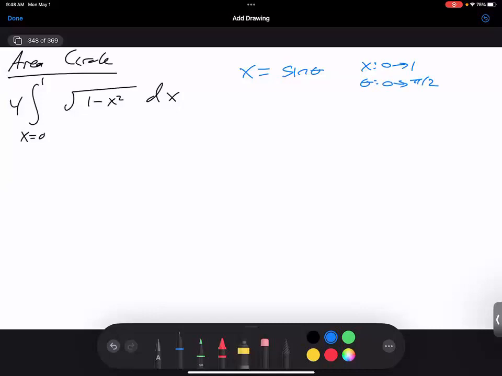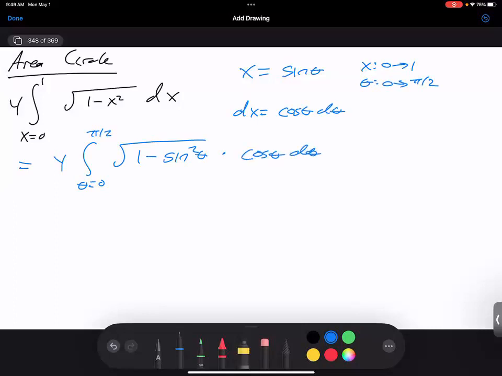And then we would get this is equal to 4 integral theta goes from 0 to pi halves, the square root of 1 minus sine squared theta, then dx, derivative of sine is going to be cosine of theta d theta. And so we're going to get 4 times the integral theta goes from 0 to pi halves. What's the square root of 1 minus sine squared? 1 minus sine squared is cosine squared. Square root of that is cosine. So we get cosine squared theta d theta.